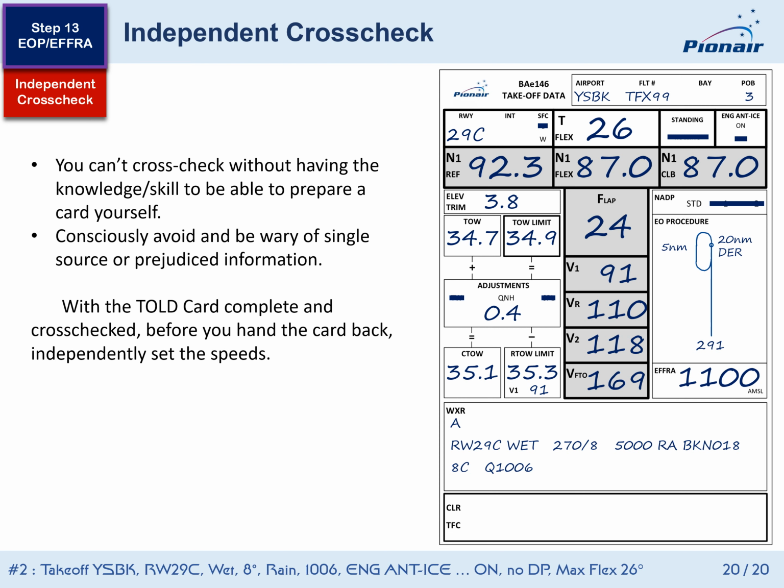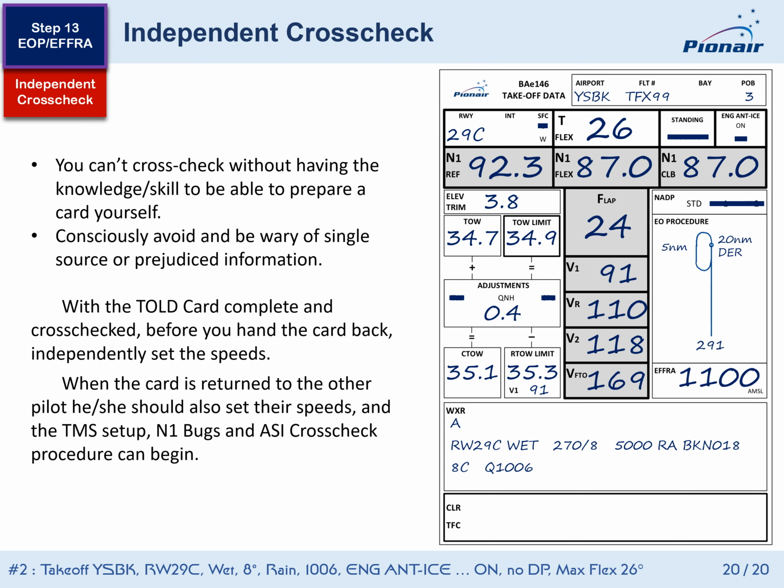With the toll card complete and cross-checked, before you hand the card back to the other pilot, independently set your speeds. When the card is returned to the other pilot, he or she should also independently set their speeds, at which point the TMS setup, N1 bugs and airspeed bugs cross-check can begin. That's the end of this example. Thanks for playing.